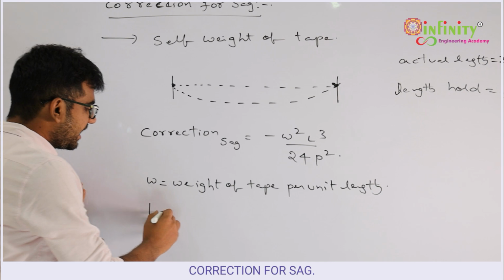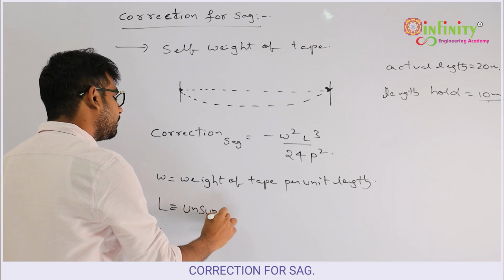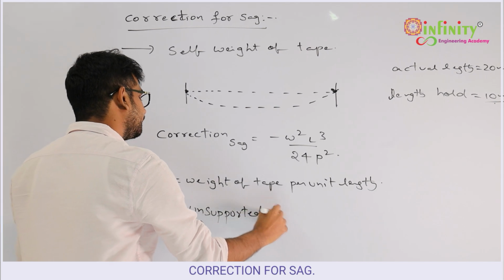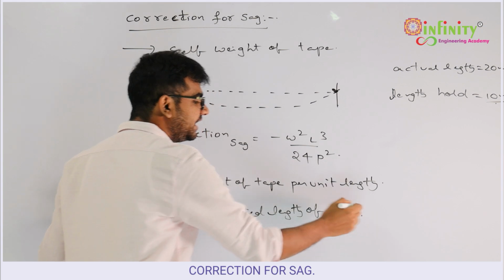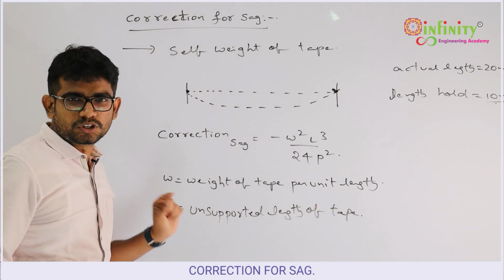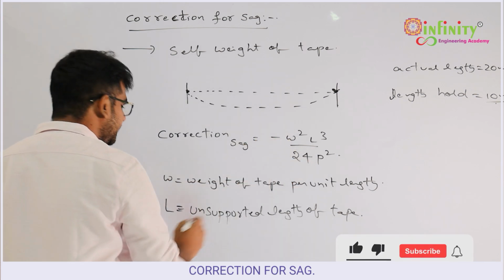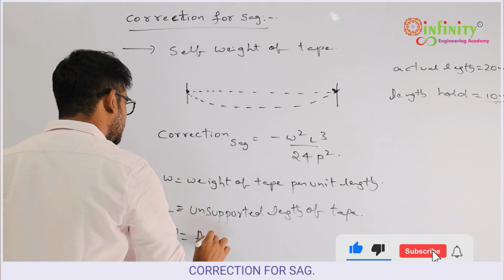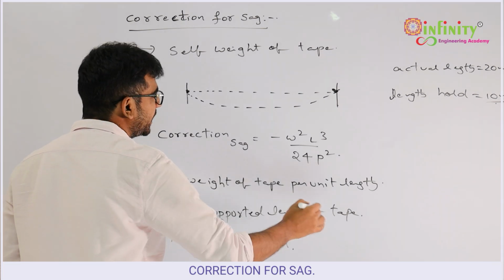So in this case, L is the unsupported length of the tape. Or else we can say that it is the distance between the two supports. Okay, L is the distance between two supports. Then P represents the applied pull.